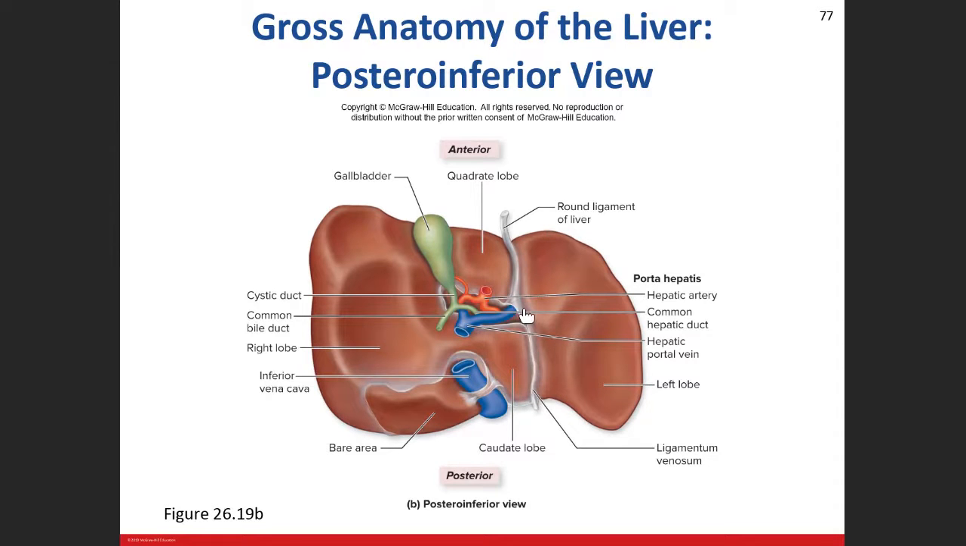And you can see right along the inferior portion here, we have the ligamentum venosum. And again, at one point, this was actually a blood vessel during fetal development. And then this area here where it looks like all these blood vessels are entering and exiting the liver, that's the porta hepatis. That's where we're going to see several structures.